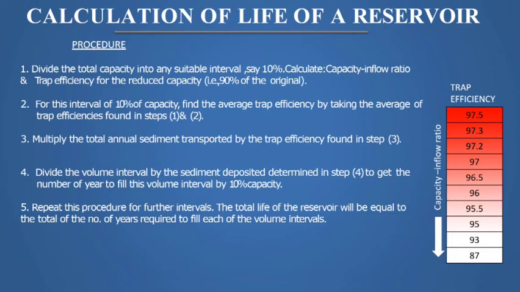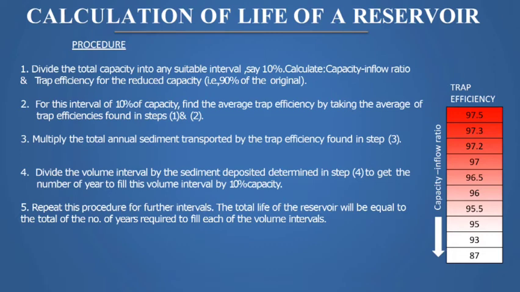We divide the volume interval by the sediment deposited determined in step 4 to determine the number of years to fill this volume interval by 10% capacity. So in this step, we'll understand how much sediment is deposited in a year, and we are taking 10% capacity. So to fill that 10% volume, how many years will it take? That's what we find in step 4.